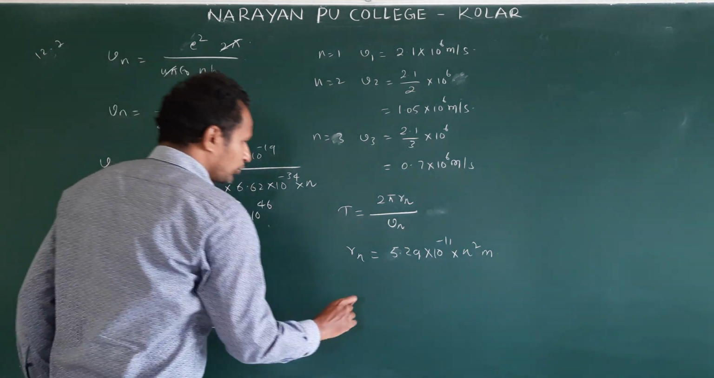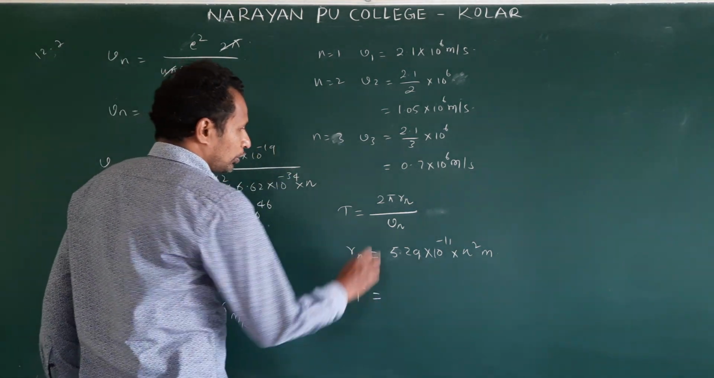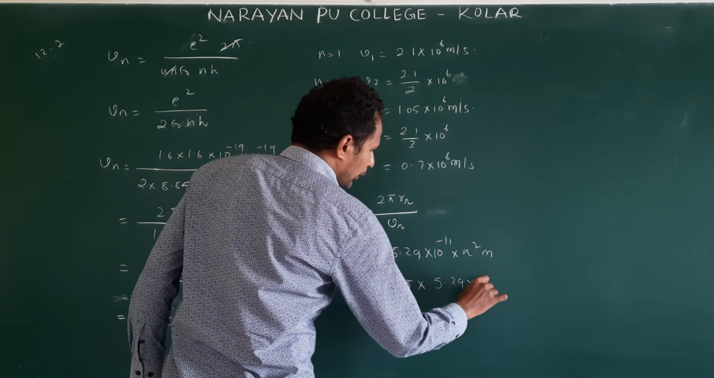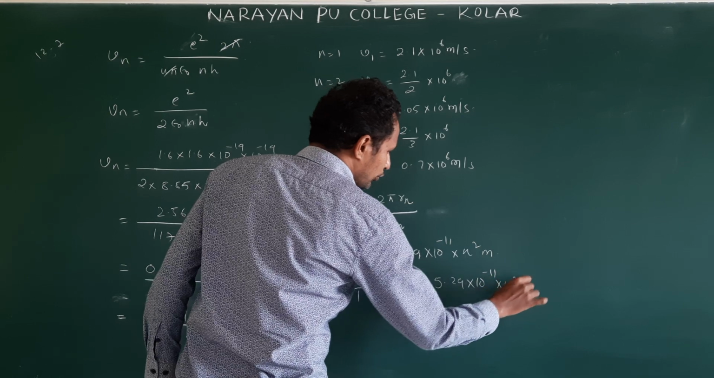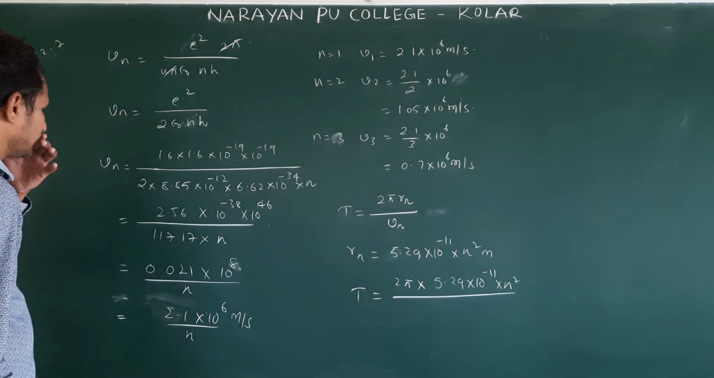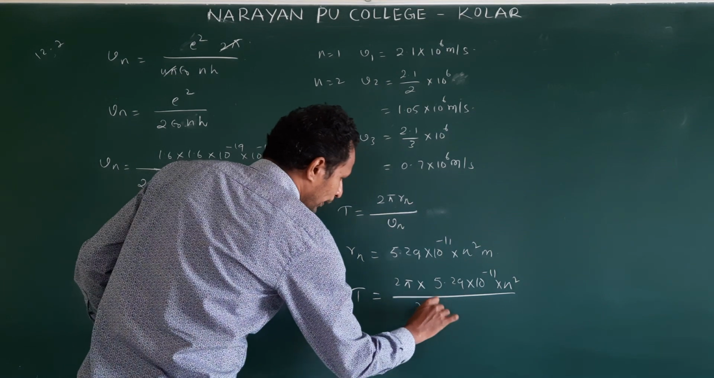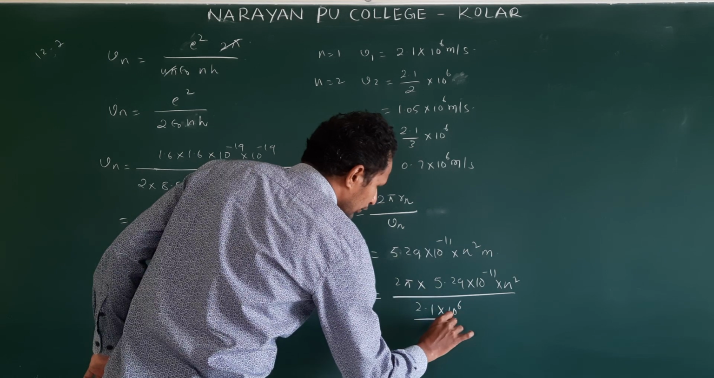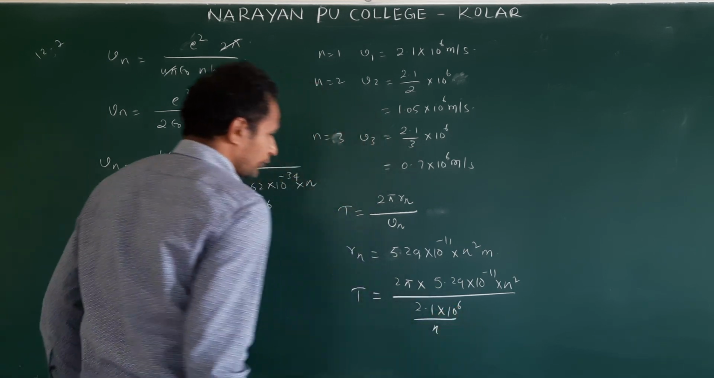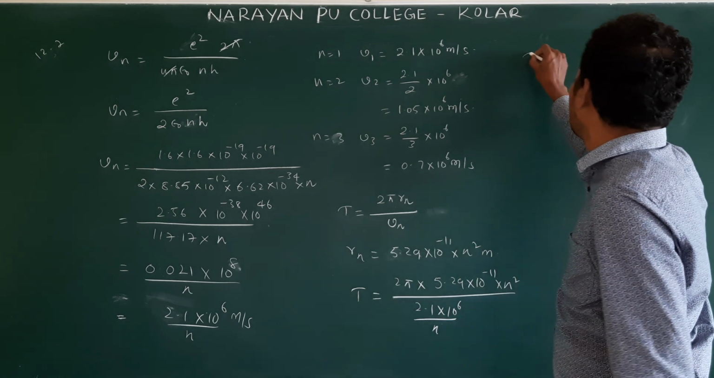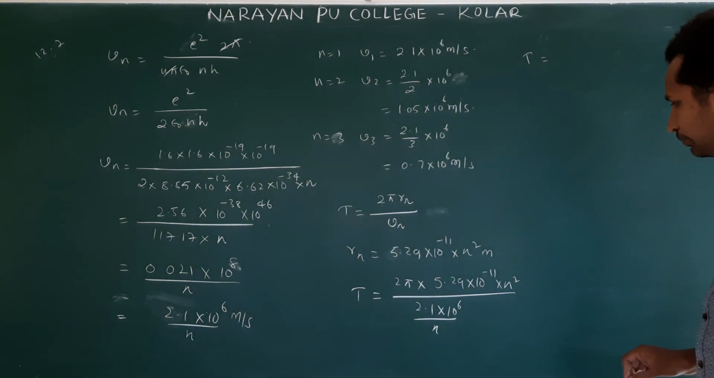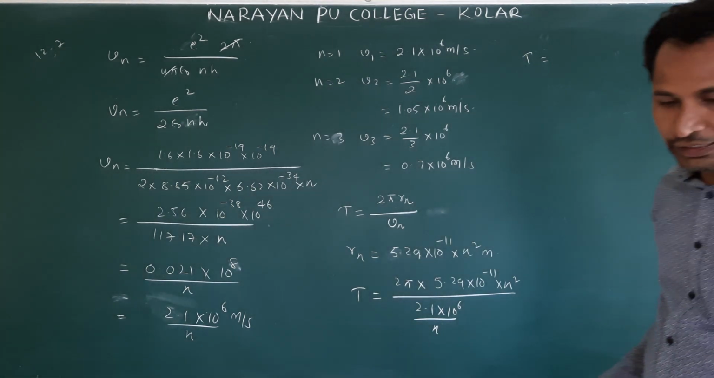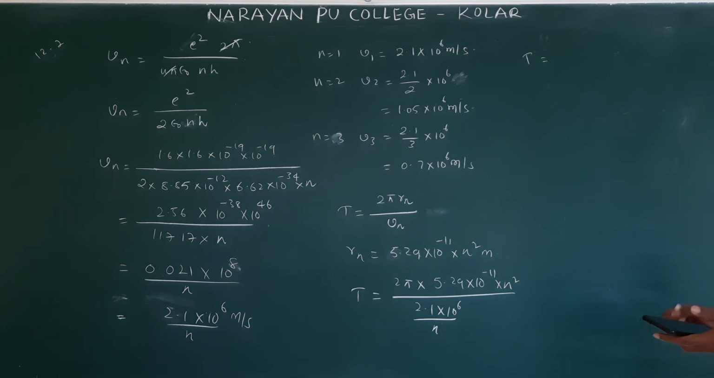Now substitute these into the formula. T is equal to 2 pi as it is, Rn is 5.29 into 10 power minus 11 into n square, by Vn, which we calculated as 2.1 into 10 power 6 by n. So T is equal to, now we will do the calculation, 2 pi into 5.29.